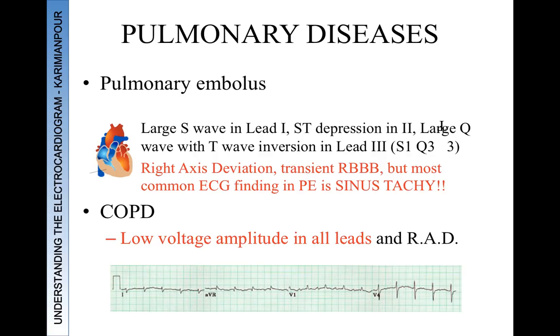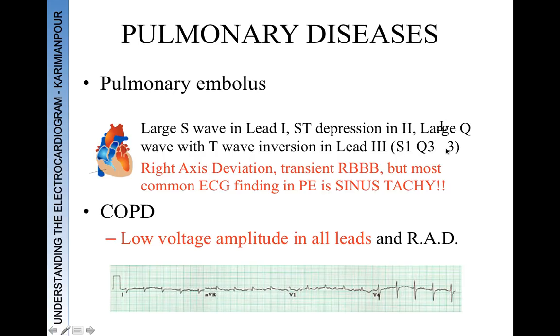There may be a transient right bundle branch block because of the strain. And then there is this finding that's specific for pulmonary embolism, but it's very rarely seen on ECG. And it's where you have an S wave in lead 1, ST depressions in lead 2, and a large Q wave with T wave inversions in limb lead 3. So this T sort of moved up here on the slide, but we memorize it and we say it as S1Q3T3, and the T is inverted here to help with that.